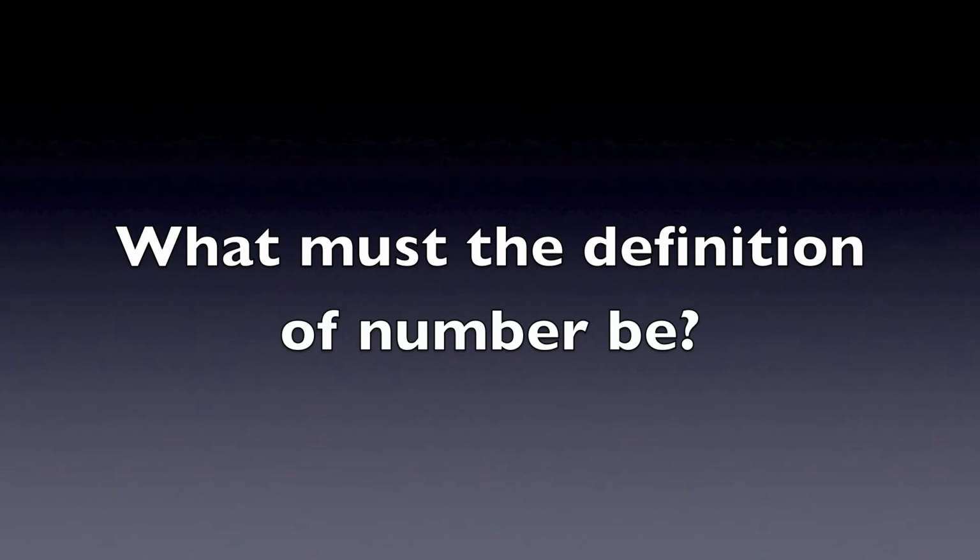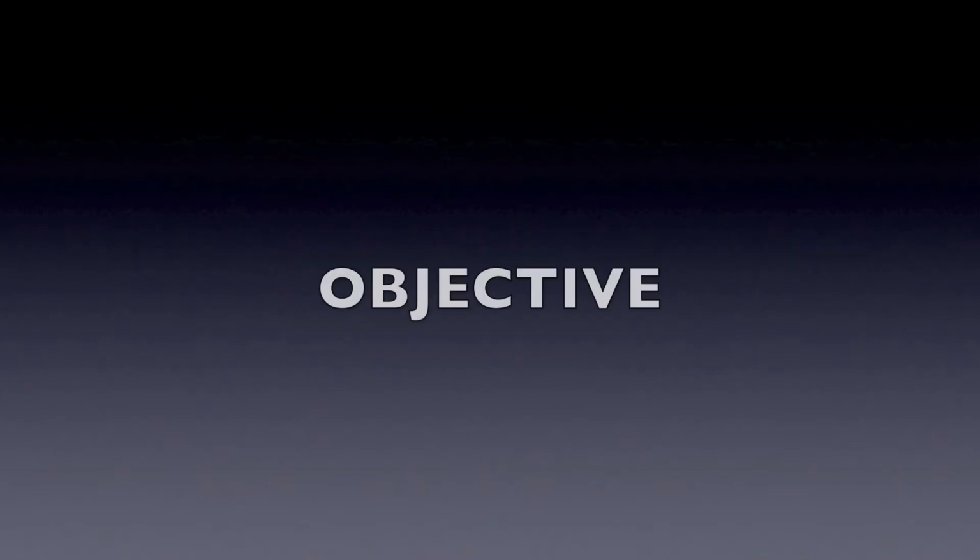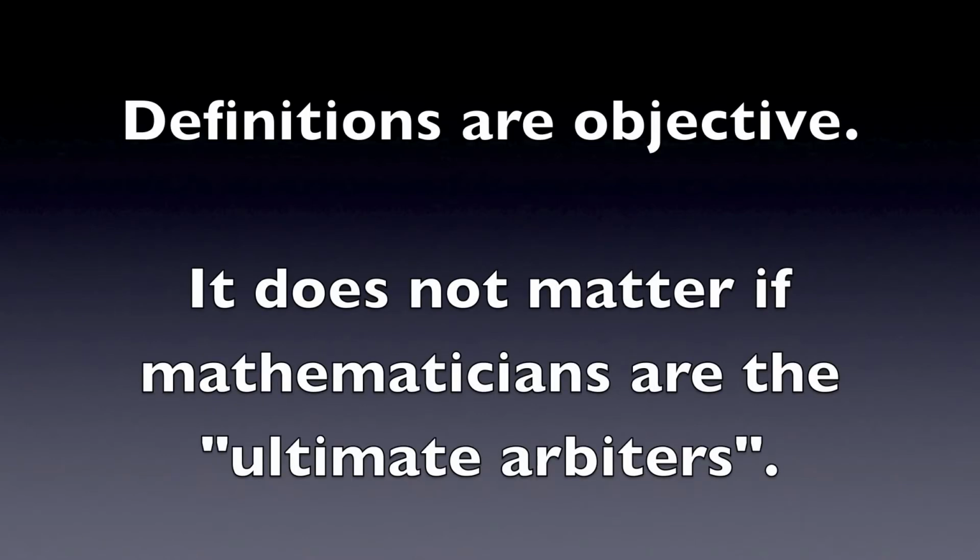Okay, so we begin by asking, what must the definition of number be? It must be objective. If it's objective, it is a fundamental truth, and it's a firm base on which we can stand to make our argument. Now, because definitions are objective, it does not matter if mathematicians are the ultimate arbiters, because whether they be mathematicians or philosophers, they are independent of what is actually a number. And this is a very important concept, the concept of objectivity throughout our proof.